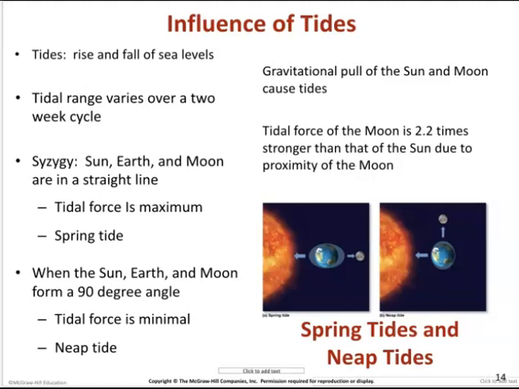So the sun, earth, and moon align in a straight pattern. This is a huge tidal force. It's called the spring tide. And then when the sun, earth, and moon form a 90-degree angle, the tide is very minimal, and it's called a neap tide.